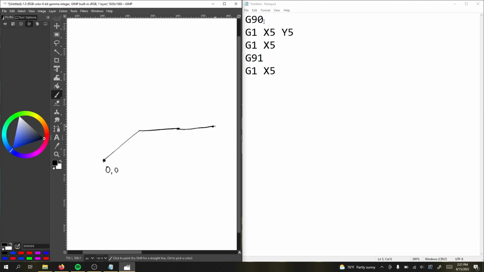So G90, once again, starts absolute positioning, and G91 starts relative positioning. As I said, usually printers use G90 mode, right? You're in absolute positioning. But I've found that relative positioning can be really useful when you are doing some custom applications.